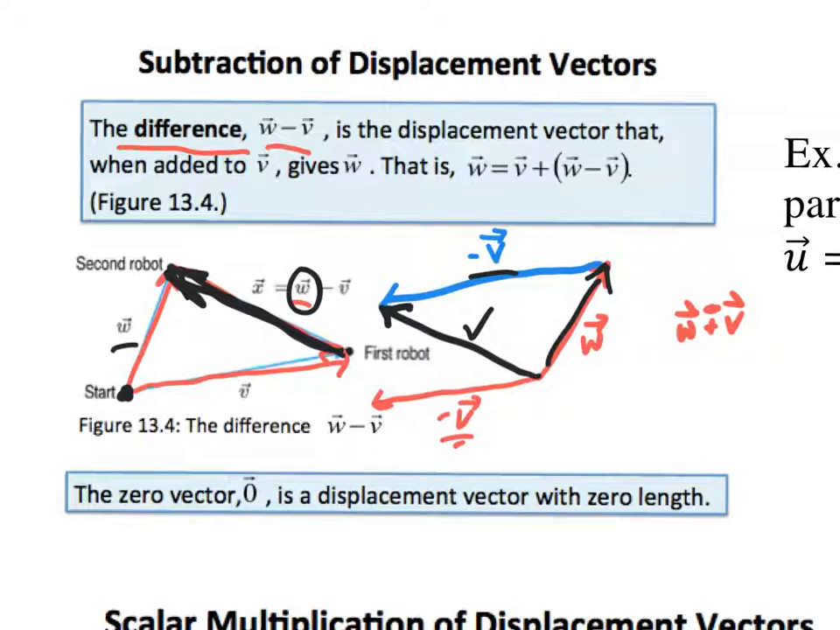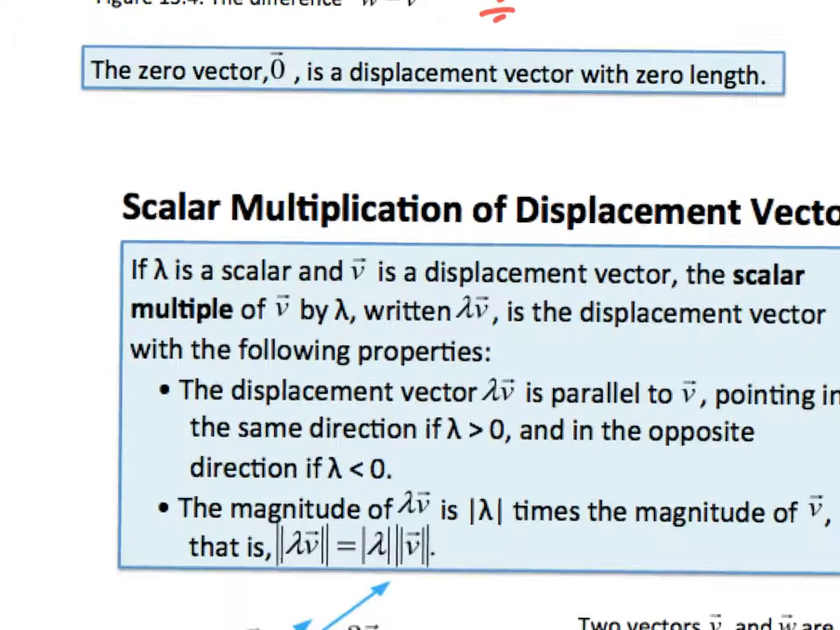So that's how you can subtract two vectors. Doing it with components is very easy. It's like algebra. Some things to note. We have the zero vector. We have to have the zero vector in order to do our algebra.